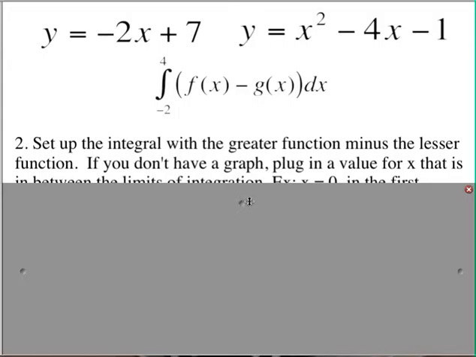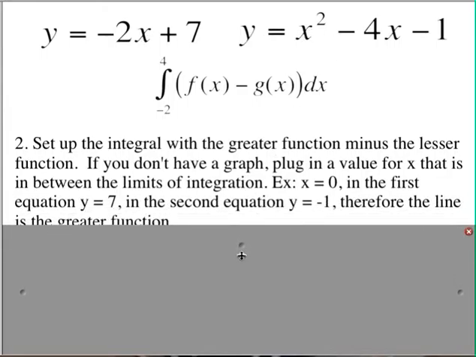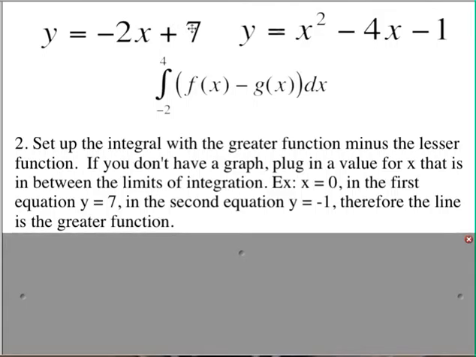But if you don't have a graph, you want to plug in a value for x that is in between the limits of integration. So pick a value between negative 2 and 4, so an easy one in this case would be 0. So I'm going to plug 0 into the first equation for x and 0 into the second equation for x. And with the first equation I get a y value of 7, and with the second equation I get a y value of negative 1. Therefore the linear function is the greater function.